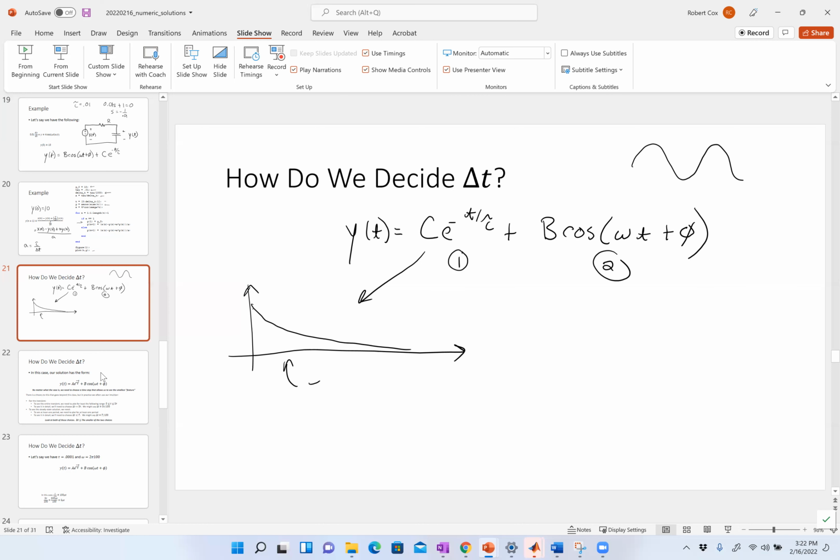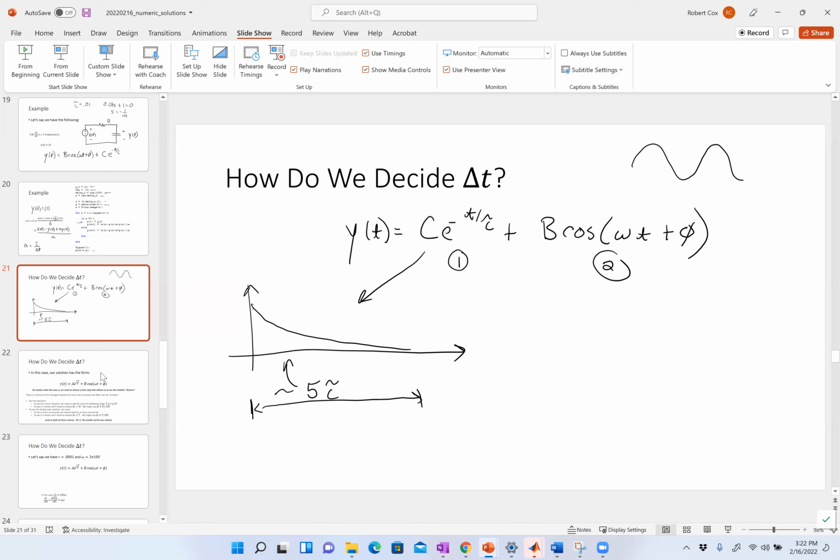Yeah, in about 5 time constants. This transient solution should become equal to 0 in about 5 tau. Okay, so that gives me a sense of how long it takes to go from beginning to end, right? That tells me a good thing here.